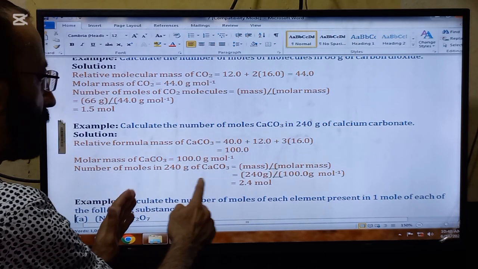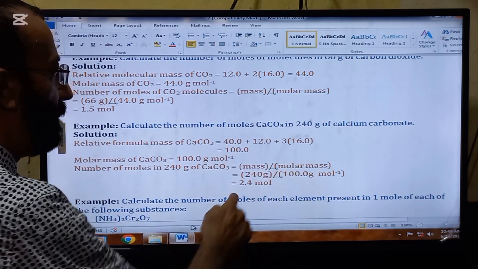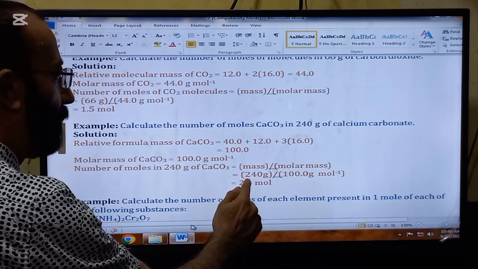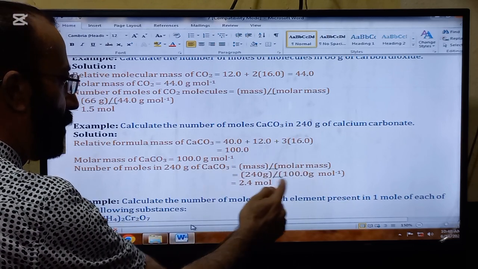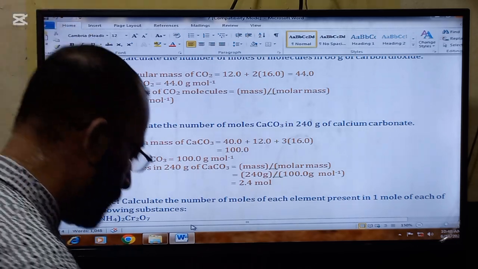Now the formula: moles is equal to mass over molar mass. Mass is given, that is 240, over molar mass, which is 100. Solve it on the calculator. This is the answer.